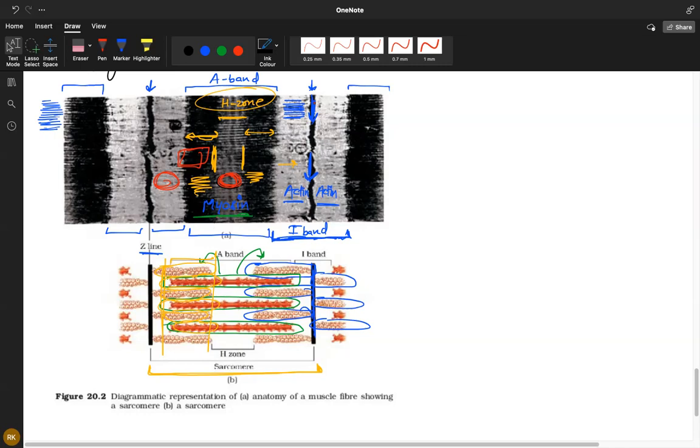Now remember this H zone, it is very important. And why it is very important, I'll tell you. So this part is clear. If you want to note down, draw, please do it and let me know when it's done.